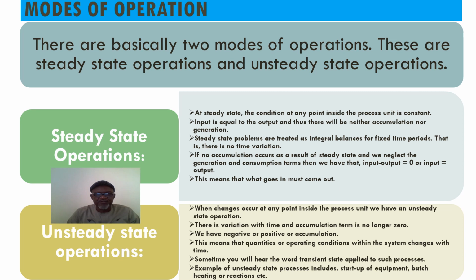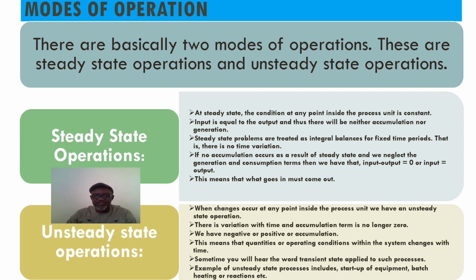Modes of operation. There are basically two modes of operations. These are steady state operations and unsteady state operations. So one, the steady state operations. At steady state, the condition at any point inside the process unit is constant. Once we talk about steady state, what comes to mind is this thing we normally say, garbage in, garbage out. Input is equal to the output, and thus there will be neither accumulation nor generation in steady state operations.